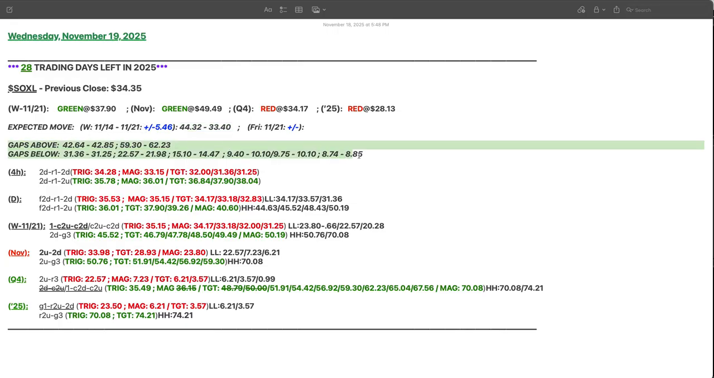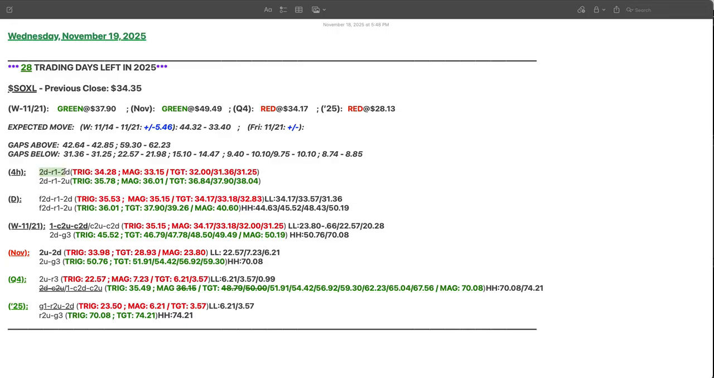We know where our gaps above and gaps below are, and we know the tried and true rules of the morning scalp: looking for higher lows at or above the opening print to get into calls, and looking for lower highs at or below the opening print to get into puts. From a scalp perspective, we won't go over that again.